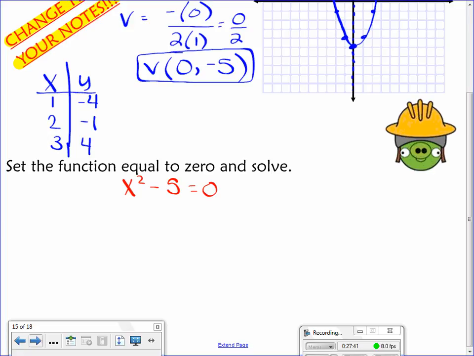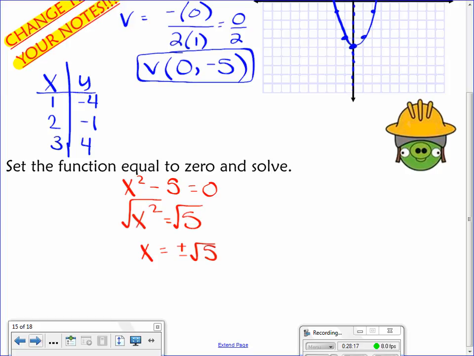Let's see what happens. What method do you want to use to solve that? Good, square root method, right? There's no bx term. So we'll move the -5 to the other side, and then we take the square root of both sides. So what does x equal? Is there an i? You have to add the 5 to the other side first. All right, so we get plus or minus radical 5. What's the square root of 5?